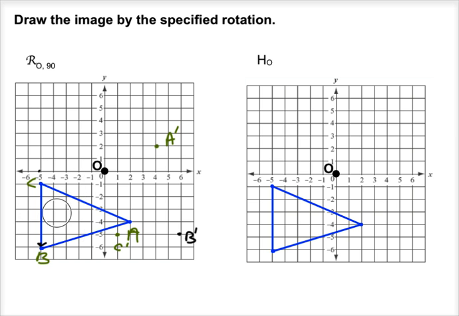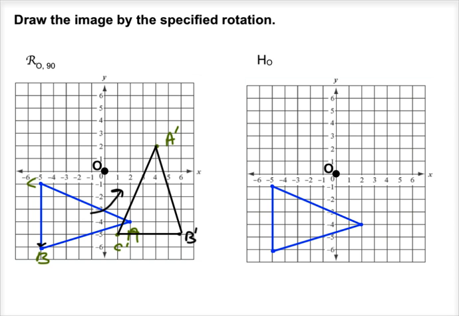So if I look at my new triangle form, I really just have the triangle C prime, B prime, up to A prime, which does look like the same triangle that just got rotated going this way around 90 degrees.